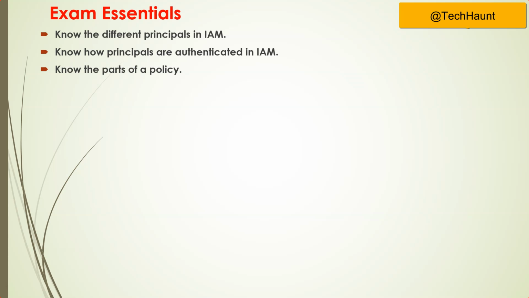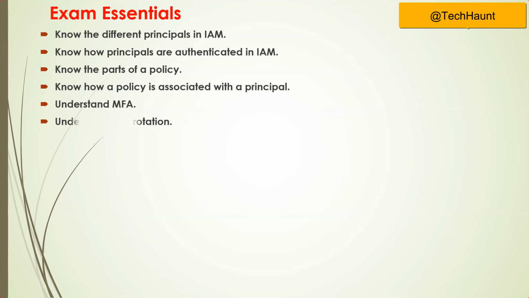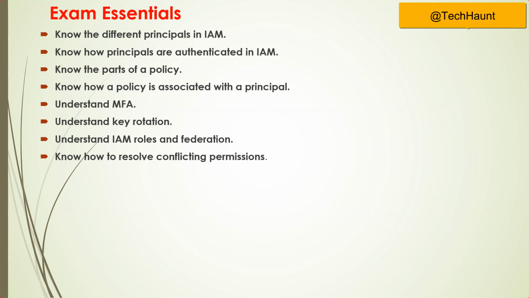And the parts of the policy. You must understand how a policy allows or denies specific IP addresses and what types of resources. So you just need to take a general idea of how policies work, and how a policy is associated with particular principals. You need to understand MFA and how to enable MFA in your environment. You also need to understand how keys are rotated. You should also have a better understanding of IAM roles and federation, and know how to resolve conflicting permissions.